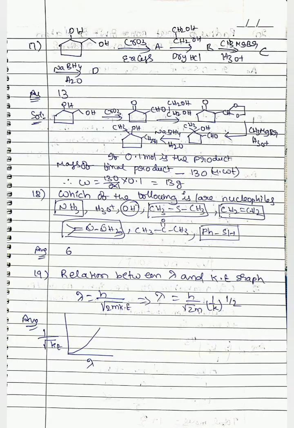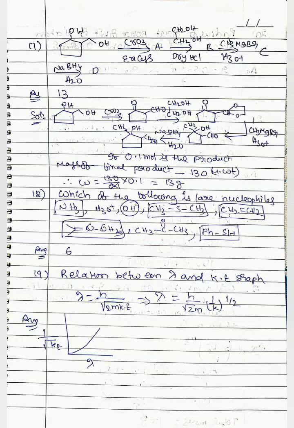Next one, for an organic compound, a series of reagents they have given and asked us to calculate the molecular weight of the product when 0.1 mole of reactant is taken. I think for the 0.1 mole product they are asking us to calculate the weight of the final product. You can check the final product here, and the molecular weight is 130, but for 0.1 mole product the weight is 13 grams.